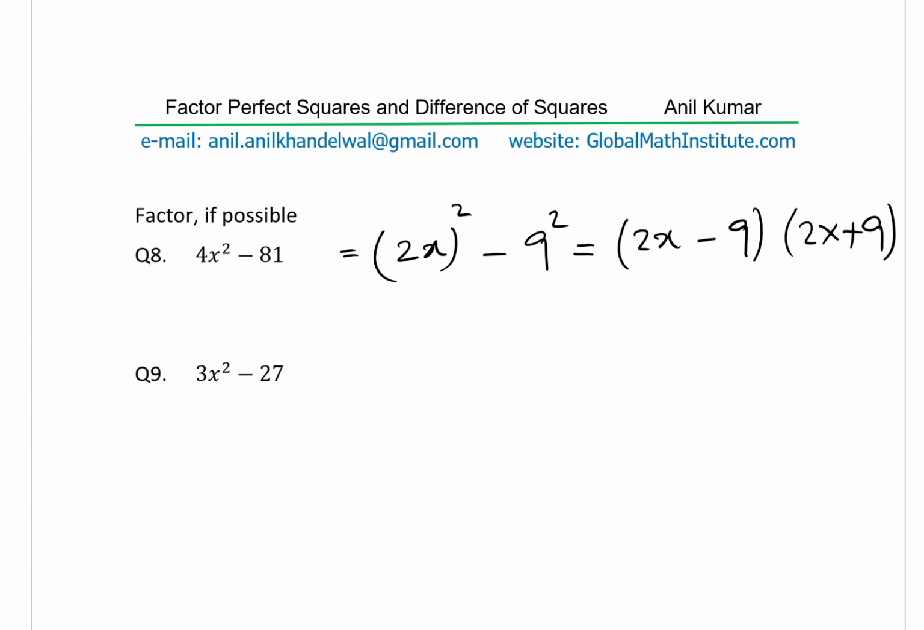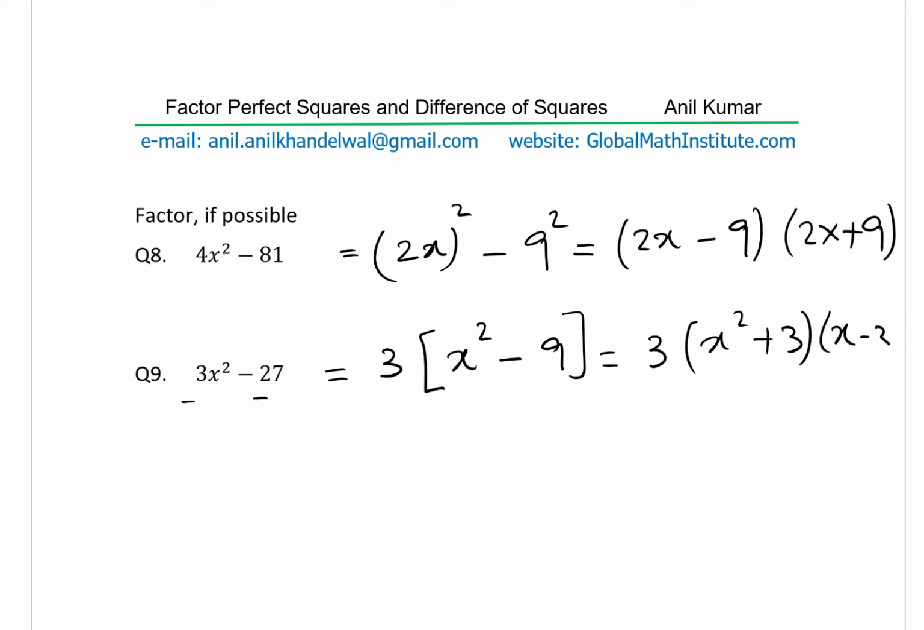3x squared minus 27. So whenever you can group factor, do it. So we'll first factor out 3. So we get x squared minus 9. Now 9 is 3 squared. So we could write this as x plus 3 times x minus 3. So that is how we are going to factor it. So I hope that is absolutely clear.